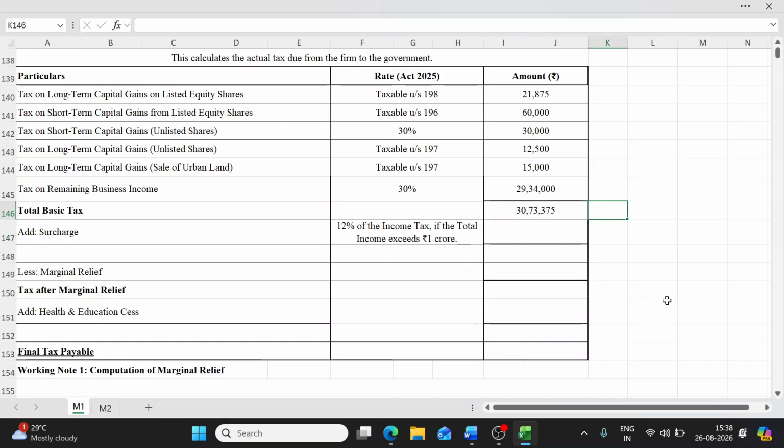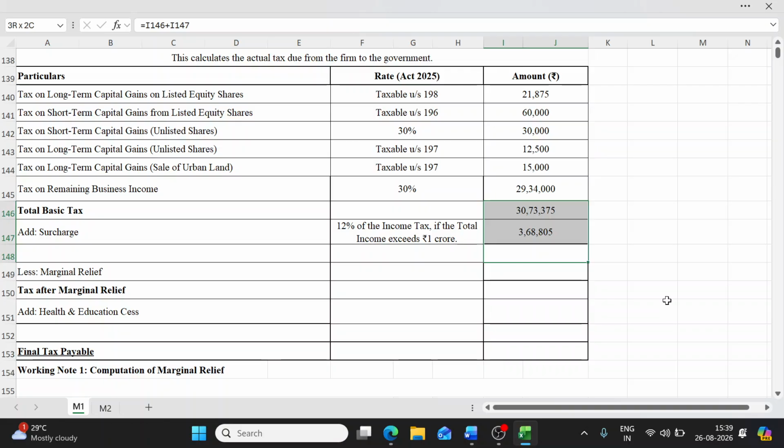But only thing is, don't compute surcharge on the total income. Calculate surcharge on total basic tax. I mean to say 12% on 30 lakhs 73,375. Calculate and mention. Therefore, the calculation is 3,68,805. Total surcharge is 3,68,805. Now add surcharge in the total basic tax.